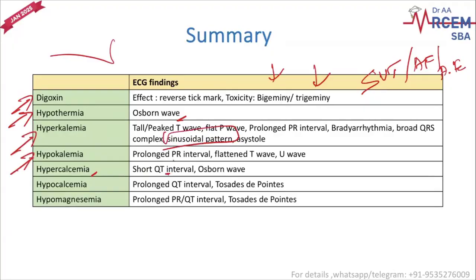Hypokalemia: prominent P waves with a prolonged PR interval, flat T waves or inverted T waves followed by a U wave. Hypocalcemia is one of the causes. Hypocalcemia and hypomagnesemia both join together to produce a prolonged QT interval, and torsades de pointes is what you need to remember.